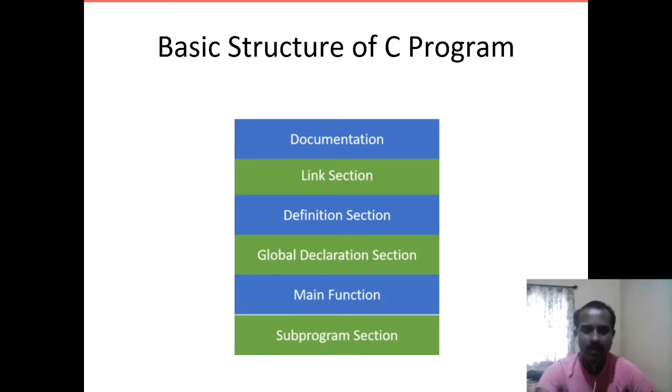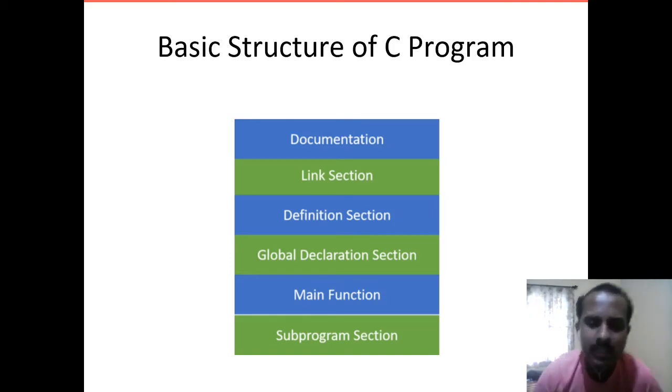So documentation section, preprocessor section, global declaration section, main section, and subprogram or subfunction section, where the preprocessor section has the link section and the definition section. Here every part is not compulsory, but the main function is compulsory. Main function should be there in the particular program. Other sections are not compulsory. Only the main function is compulsory and it should be there in the program.